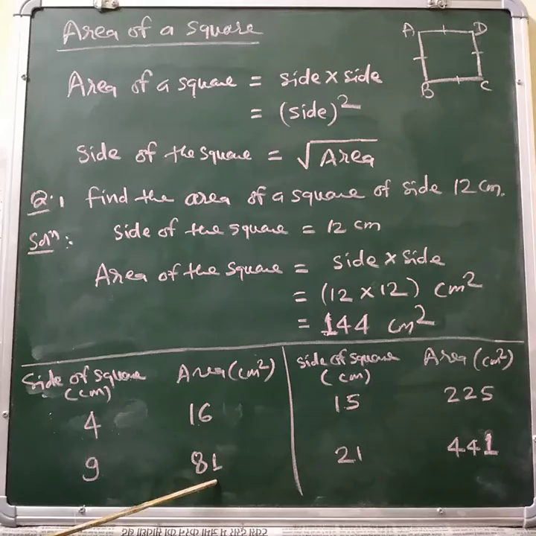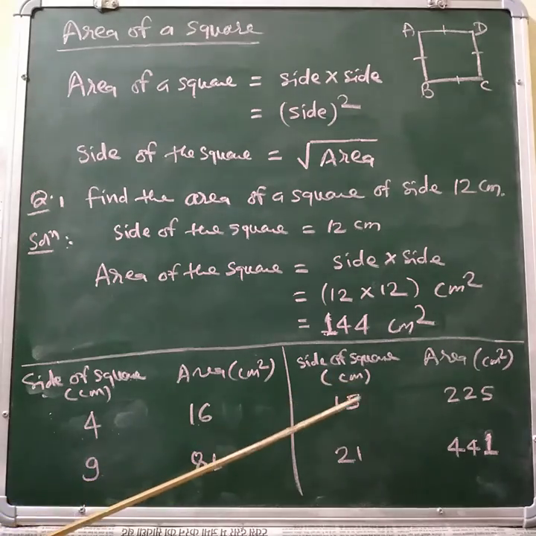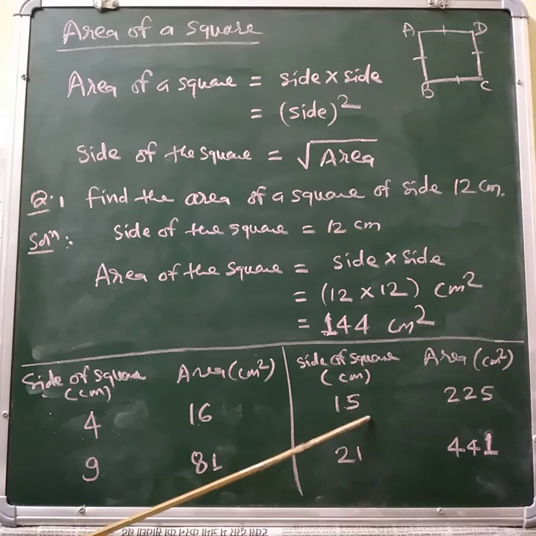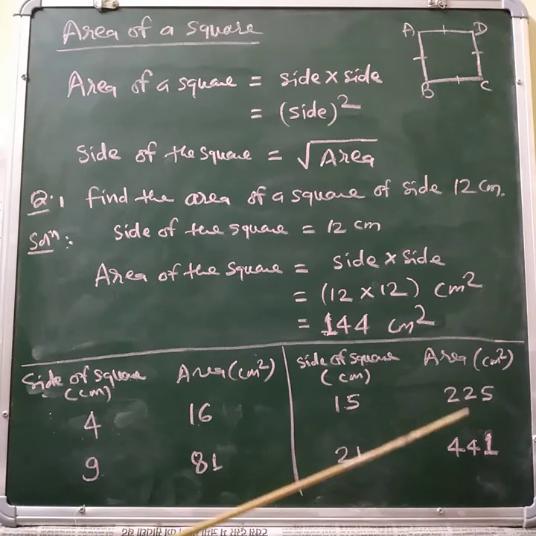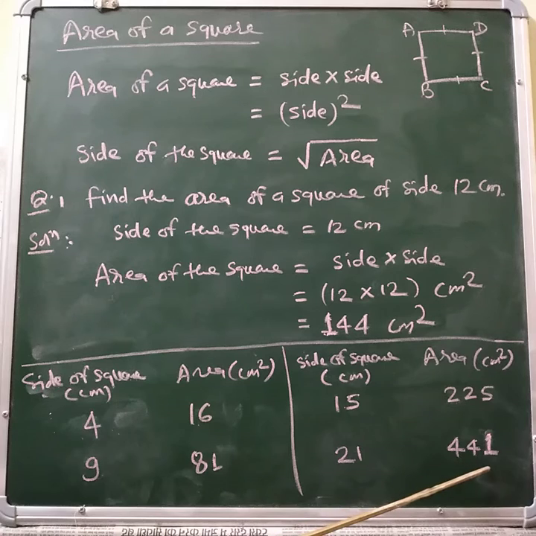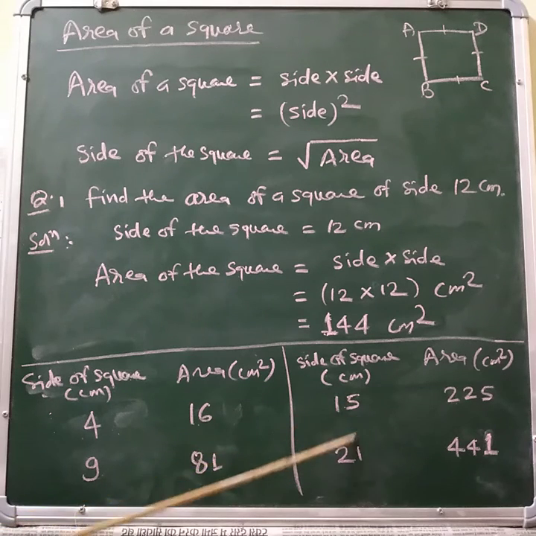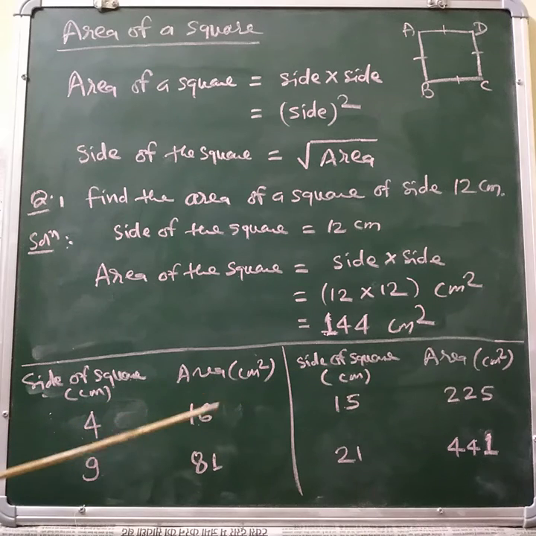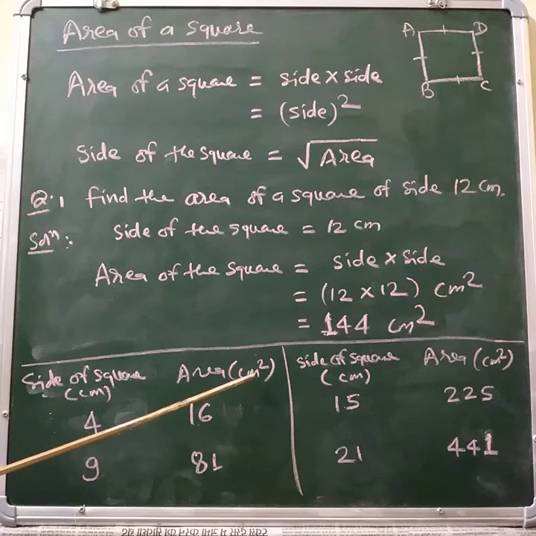9 into 9, 81. If the side of a square is given as 15 centimeter, then the area is 15 multiplied by 15, that is, the square of 15 is 225. And if the side of a square is given as 21, then the area of the square is 441 cm square. In this way, if you know the square of the number, then you can easily find out the area of a square.